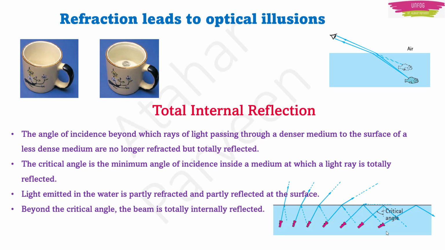The angle of incidence at which this total internal reflection begins is known as the critical angle. It is the minimum angle of incidence inside that medium at which the light ray will be totally reflected inside that medium only. Light emitted in water is partly refracted and partly reflected at the surface. But beyond this critical angle, the beam will get totally internally reflected. This is known as total internal reflection.